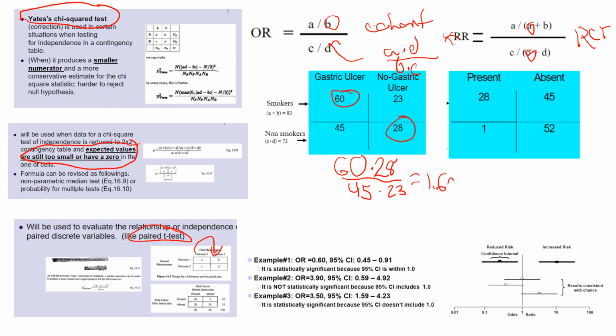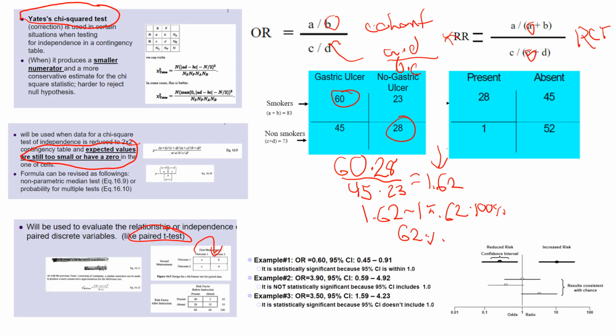What does this mean? When interpreting an odds ratio or a relative risk, the way you interpret your results is you do your result minus 1. So we do 1.62 minus 1. That turns into 0.62. Then we can multiply that by 100%. So we get 62%. And essentially what this shows is that smokers are 62% more likely than non-smokers to get gastric ulcers.